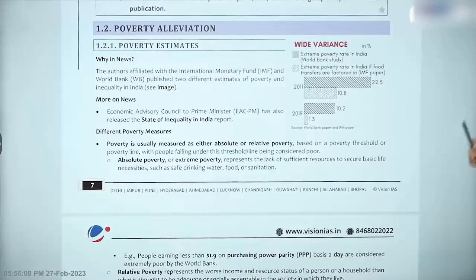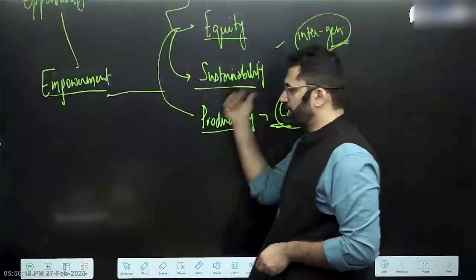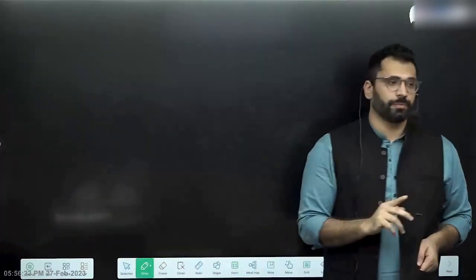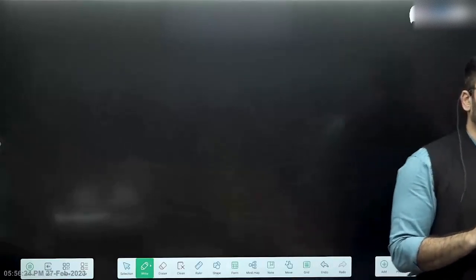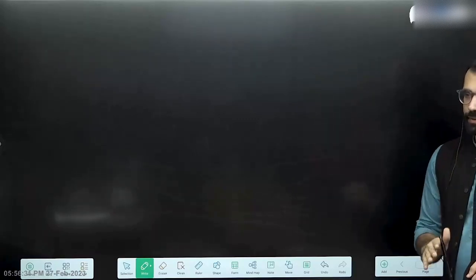Mostly this topic is important for mains, but still given here. How do we estimate poverty in India? I'll just give you a brief overview of why this whole debate has started. These are two studies, one from the IMF and the other from the World Bank, on the poverty estimates, that is, the reduction of extreme poverty in India.